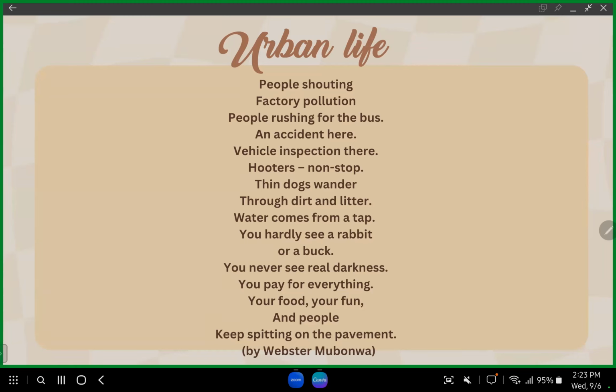And then people shouting, factory pollution. When you see people shouting, it could be the market vendors, conductors on the roadside, because they're always looking for customers for their services or their products. And then factory pollution, there are a lot of factories in cities. For example, in Ginger, there are a lot of factories there. So there's a lot of pollution or waste excretion from those factories. That's why they say people shouting, factory pollution.